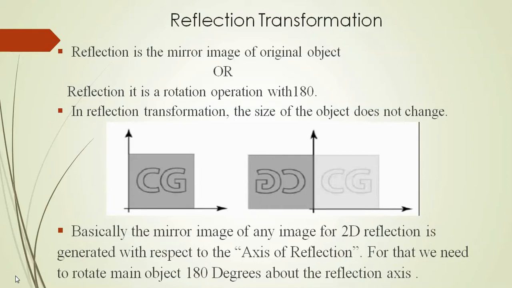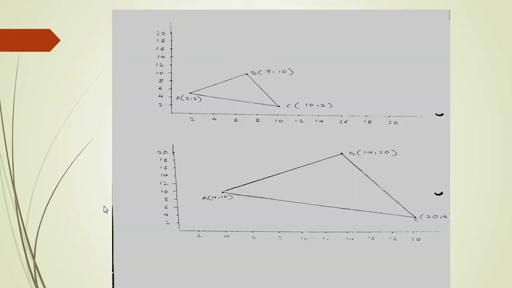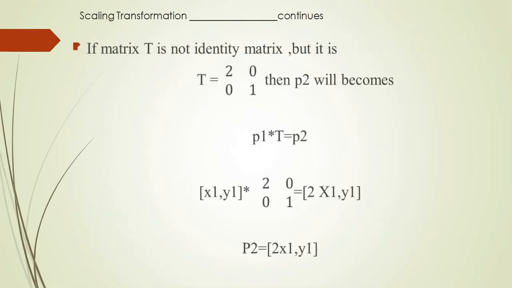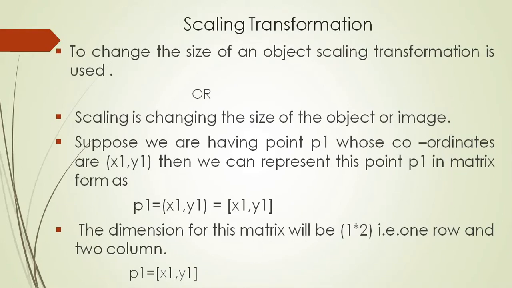Before we discuss reflection transformation, let us recall what we studied in the previous lecture, scaling transformation. What does scaling transformation mean? It changes the size of the object. For which purpose is scaling transformation used? For changing the size of the object. Scaling is changing the size of the object or image.